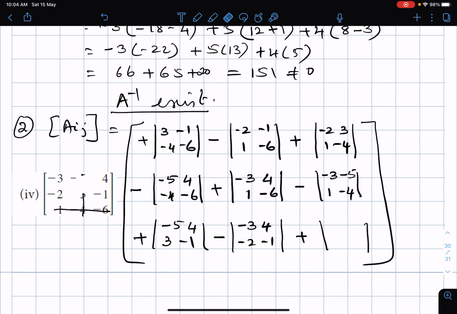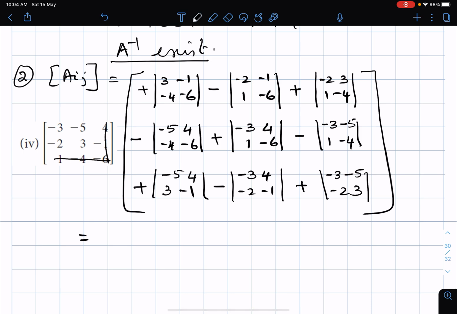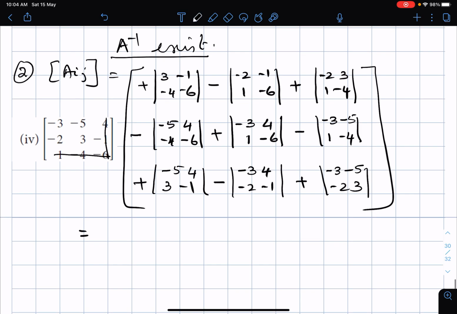Now coming to the last element in the last column, last row, so eliminate your last column and the last row, and the elements in your minor are minus 3, minus 5 and minus 2 and 3. Now you can expand this. When you expand the first one, so again plus minus 18 minus 4, second one minus plus 12 plus 1, third one plus 8 minus 3.